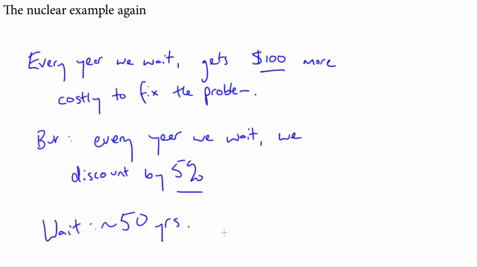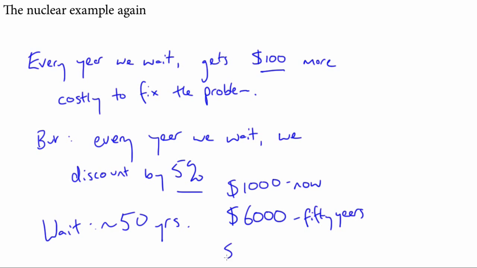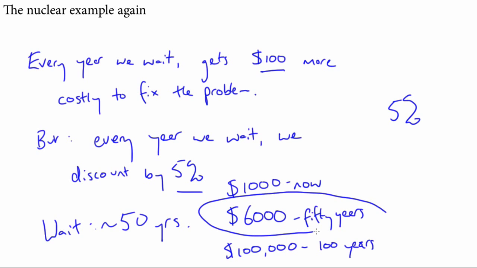So once you've waited for 50 years, of course, the problem is now going to cost around about $6,000 to fix, right? Because 50 times 100 is 5,000, right? So rather than fixing it now and spending $1,000, you spend $6,000 in 50 years, and that's rather than spending $100,000 in effect in 100 years. Temporal discounting, at a rate of 5% anyway, is going to recommend this as the optimal policy.